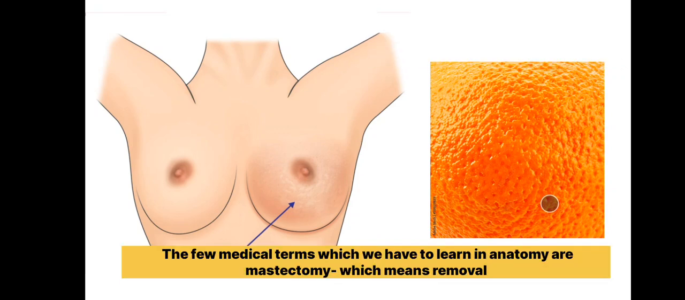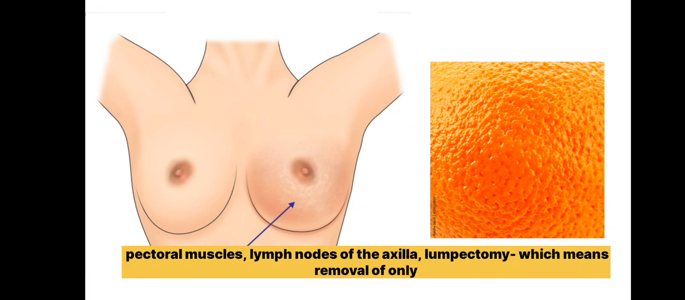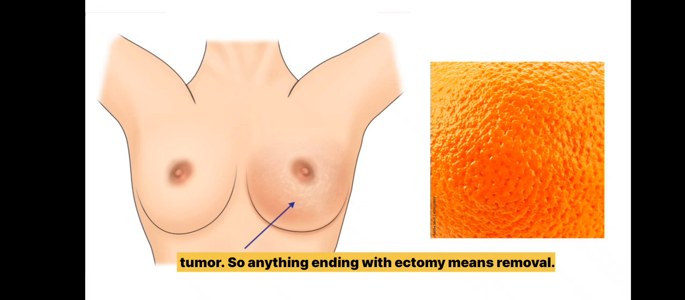A few medical terms which we have to learn in anatomy are mastectomy, which means removal of one or both breasts. Radical mastectomy, surgical removal of breast along with underlying pectoral muscles and lymph nodes of the axilla. Lumpectomy, which means removal of only the tumor. So anything ending with ectomy means removal.